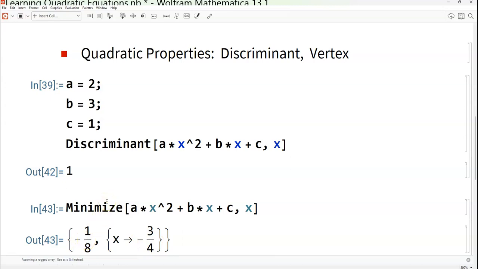So that's an example of how you can use Mathematica. If the quadratic equation was upside down, if it had a negative a, you would use Maximize.